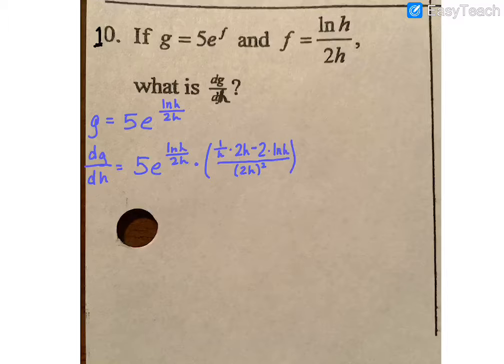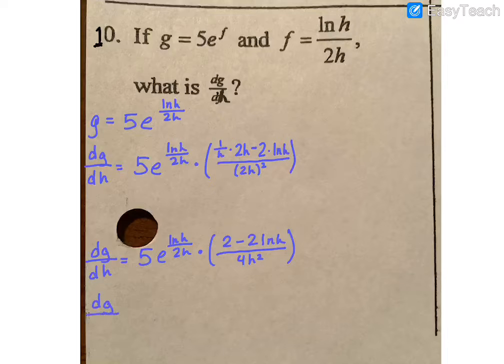As I continue along, basically from here, it's doing some cleanup within that quotient rule. I am going to jump down here, so I hopefully do not get caught in that spot. You won't be able to read. So dg/dH, 5e to the natural log of H over 2H times, and the cleanup I can do in that fraction, 1 over H times 2H is going to be 2, minus 2 natural log of h. The quantity 2h, when I square it, becomes 4h squared.